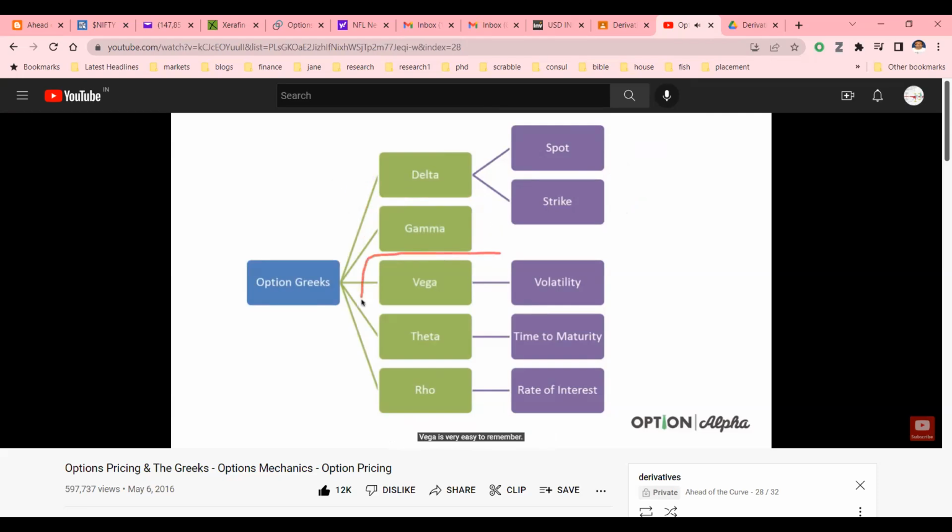Vega is very easy to remember. Vega and theta are very easy to remember because I always think V, Vega, V for volatility.